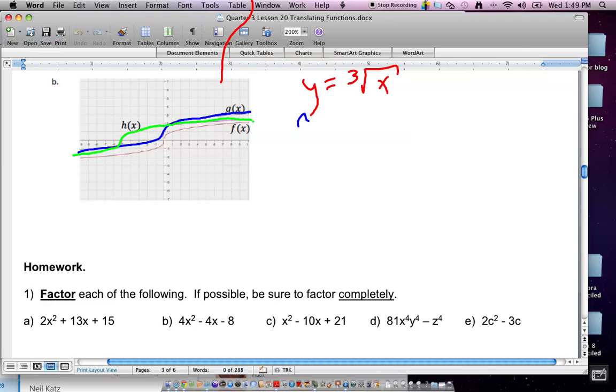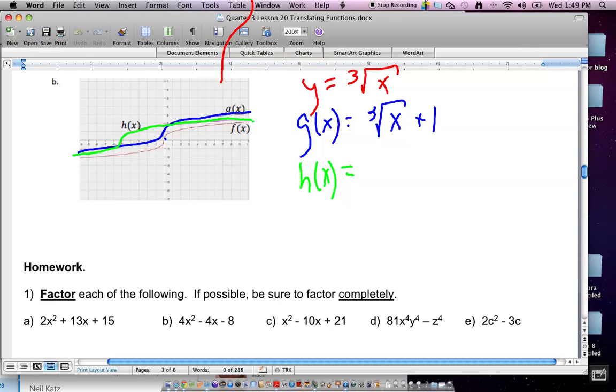So now let's look at g of x, which is the blue one. Do I have any horizontal shift? Yes or no? No. So it's cube root x again. Do I have any vertical shift? Yes, it's gone up 1 unit. It went from the origin to 1, so it would be plus 1. Okay? Now let's take a look at the green one, h of x.